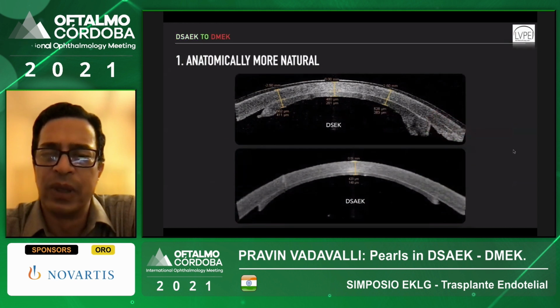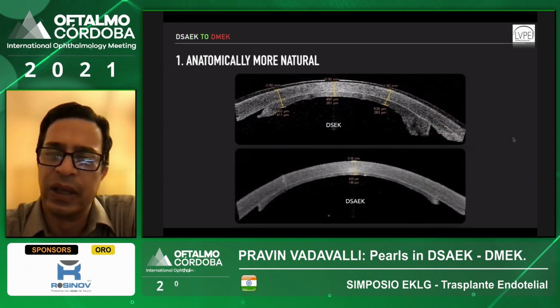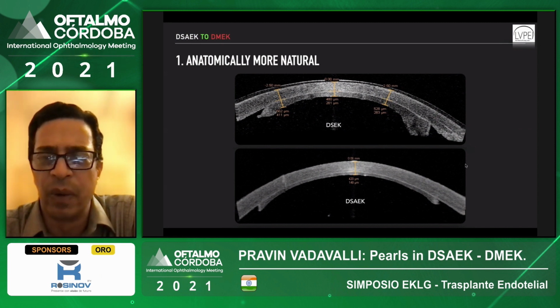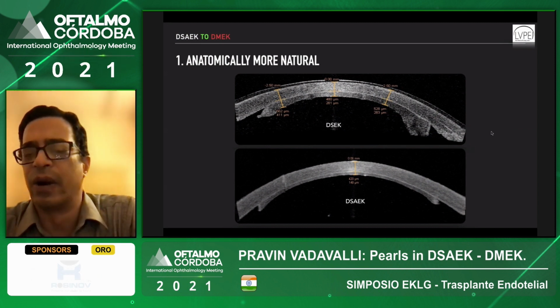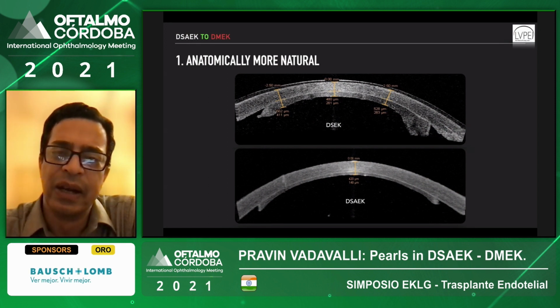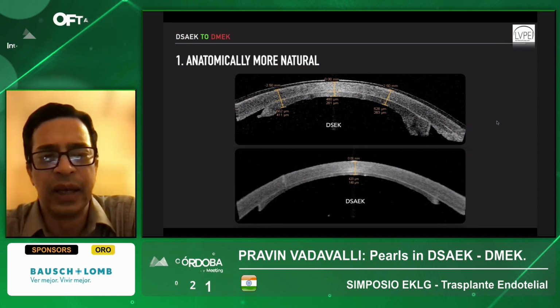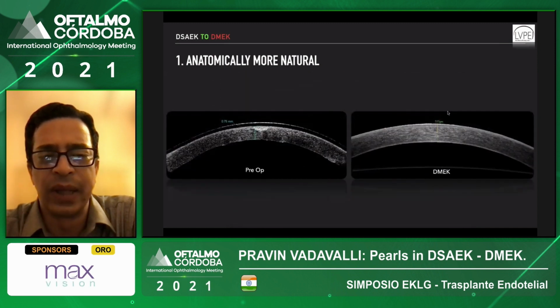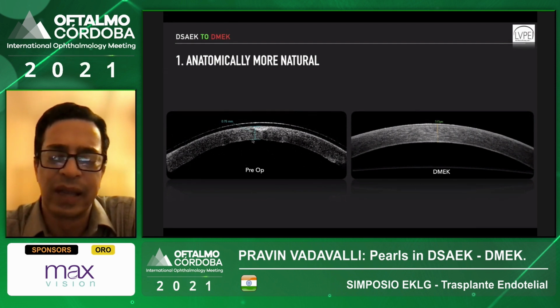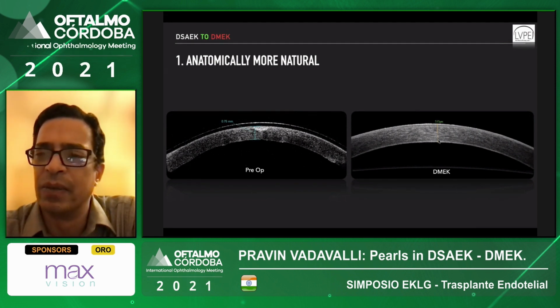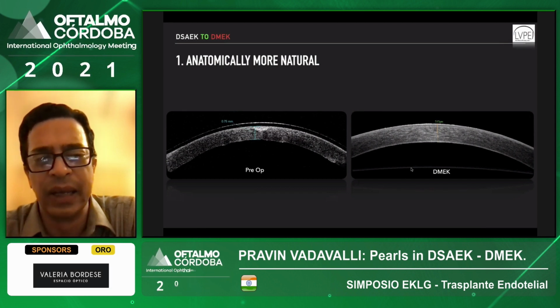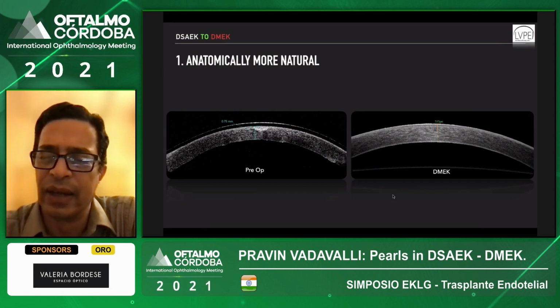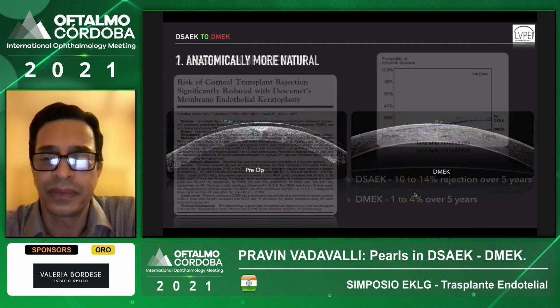The first one, obviously, is the fact that when you look at an OCT of a DSAEK graft, either a manual one or even an automated one, you'll see that this is really not anatomical, and you'll see that there is addition of tissue to the area that you've taken the Descemet's membrane off from. But if you compare that with DMEK, pre-op versus post-op, you remove the Descemet's and the endothelium and you replace it with Descemet's and endothelium. So anatomically, it is much more natural than a DSAEK surgery.